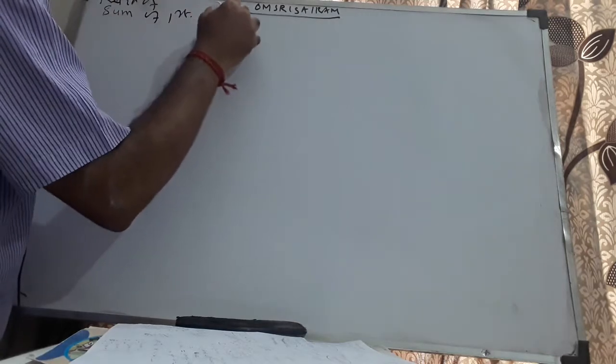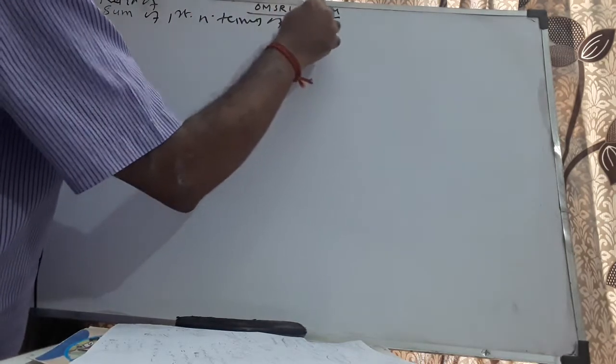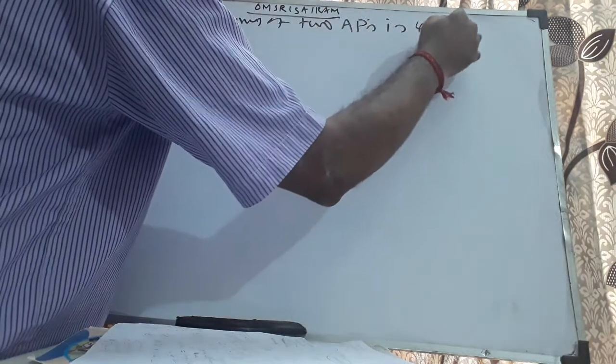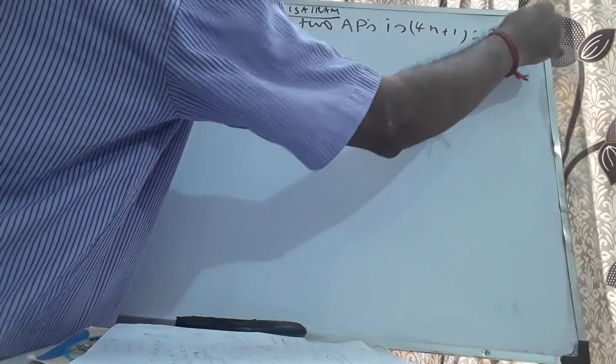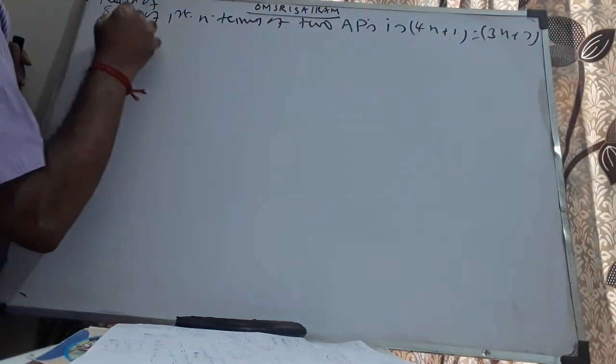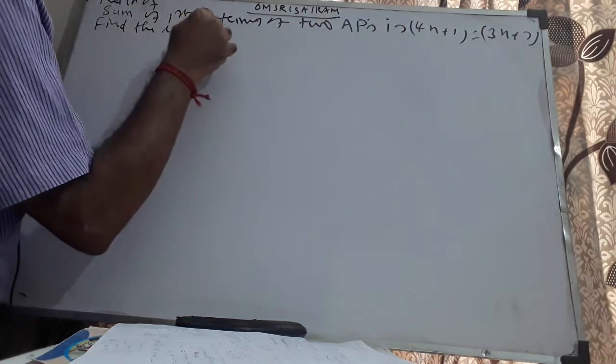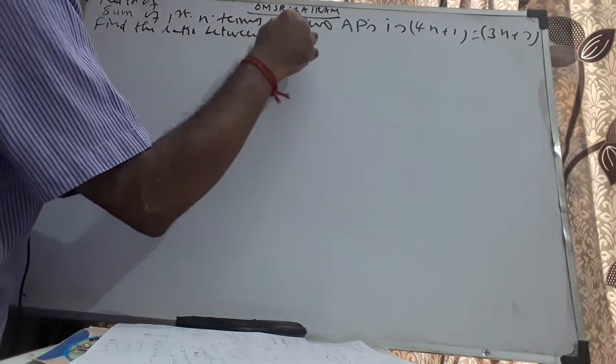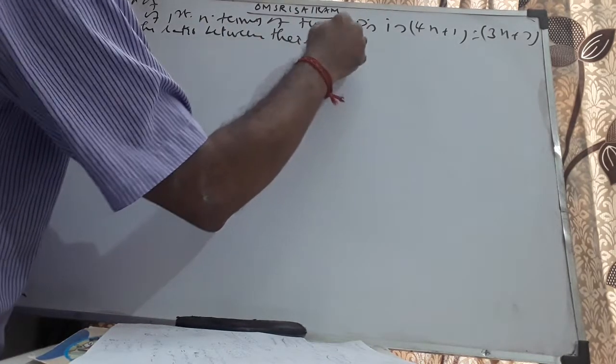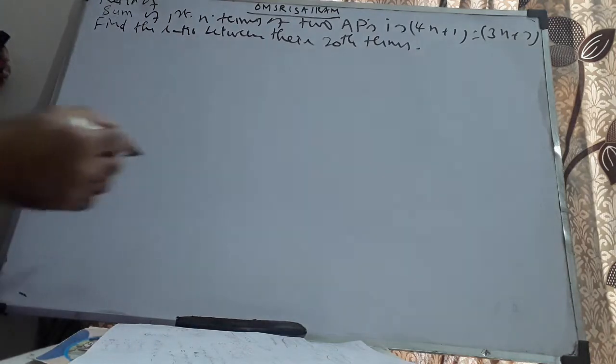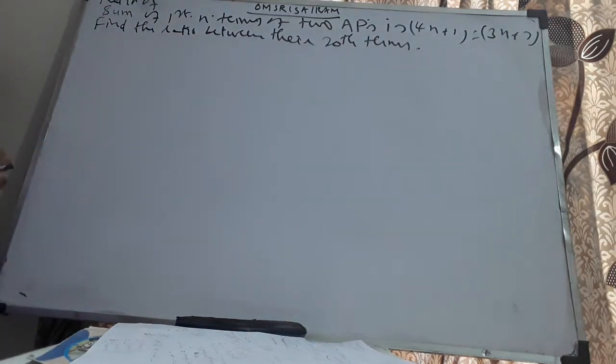The first question meant for today goes like this. The ratio of the sum of first n terms of two APs is given to be 4n plus 1 is to 3n plus 7. Find the ratio between their 20th terms.